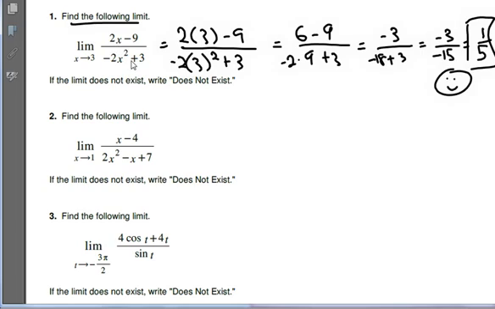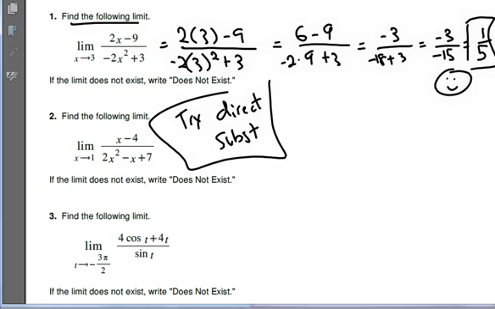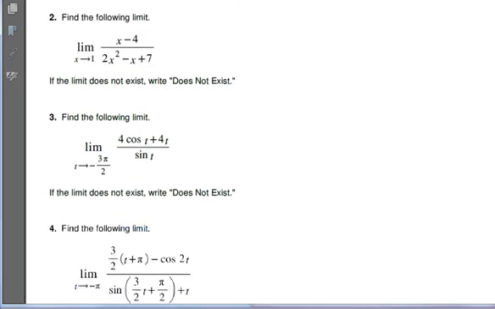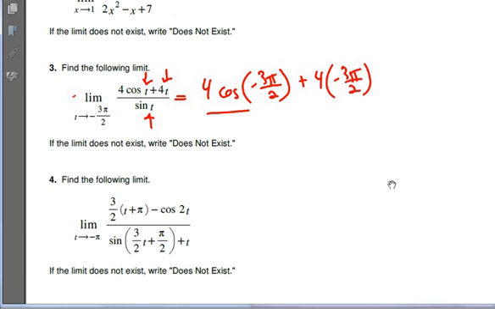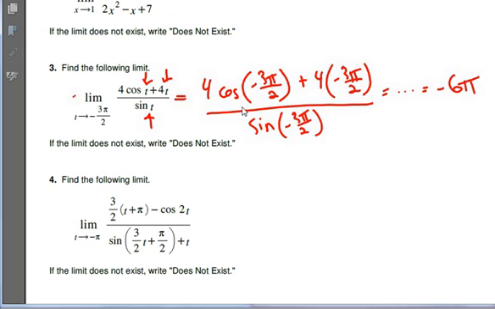Just plugging in that value for that limit. Don't even have to bother with typing it in and looking up the graph, doing a table. Just give direct substitution a try first. If it works, great. If it doesn't work, well, we've got other tools in our toolbox that we'll develop for that. Like I said, sines and cosines, really nice. Plug in that negative 3 pi over 2 and see what happens. In this particular case, you know that 3 pi over 2 is one of your values on your unit circle. You can use that to evaluate the sine and cosine of the angle. This one turns out to be negative 6 pi. So if you want to roll with that, you can.